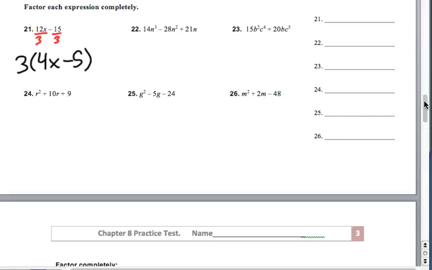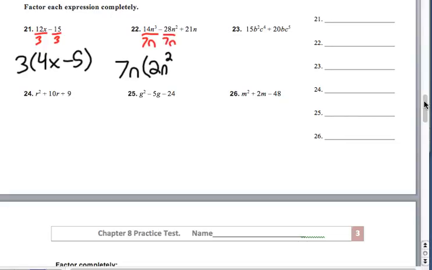All right, number 22. Again, look to see, is there anything that I can pull out of this? Well, 14, 28, and 21 are all divisible by 7. n cubed, n squared, and n, because there's an n everywhere, I can pull out the smallest exponent of n that I see. Okay? And now I need to see what I have left. But again, now, picture dividing out a 7n. So 14 divided by 7 is 2. n cubed divided by n to the first, I subtract my exponents. That leaves me with an n squared.